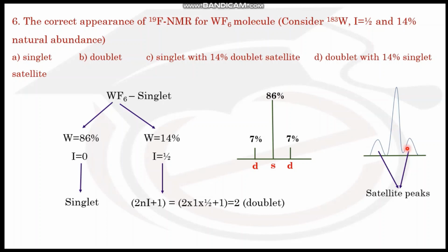Like that we are mentioning: these are the satellite peaks of a singlet. So the correct answer will be a singlet with a 14% doublet satellite, right? And this 86% is a singlet, and there is a 14% doublet satellite that we split into 2, like 7% and 7%. So the answer is a singlet with a 14% doublet satellite.